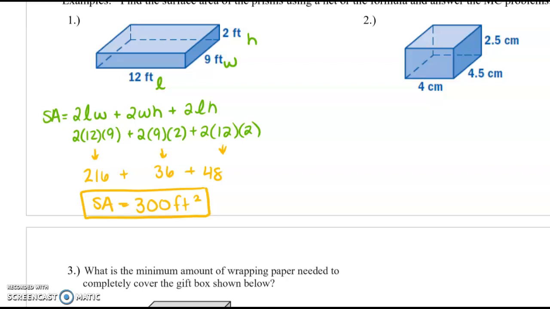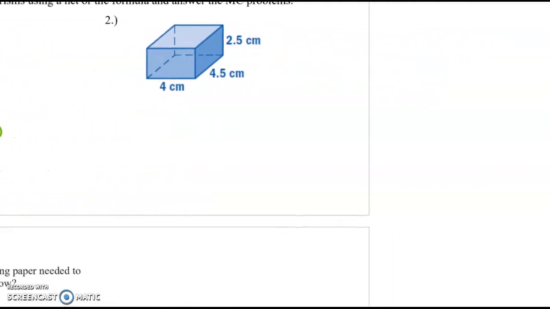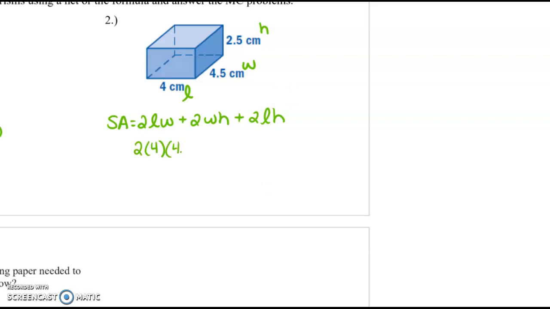All right, I'm going to go through and do the next one. Example number 2, length, width, and height, and apply it right to my formula, which my formula, once again, is 2 times the length times the width plus 2 times the width times the height plus 2 times the length times the height. All right, so I'm going to go through and multiply these. So it's 2 times 4, because that's my length, times 4.5, plus 2 times 4.5 times 2.5, because that's my height, plus 2 times 4 times 2.5.